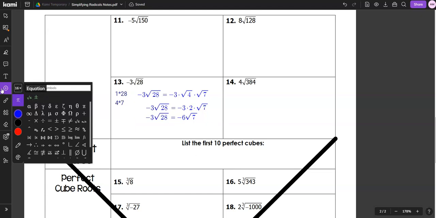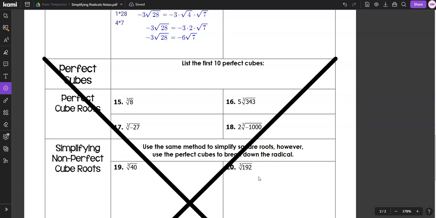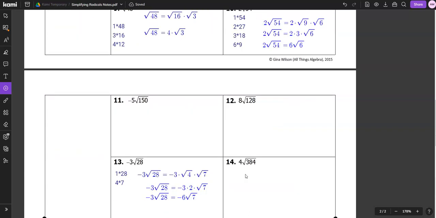All right, we're going to wrap this up here. We are not going to go on to the perfect cubes for now because we do not need them at this stage. If you have any questions, just let me know.